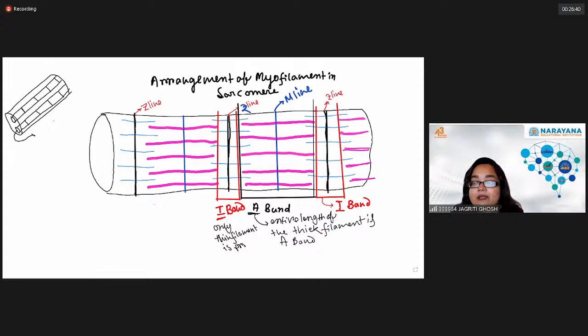Now, myosin is like a very jealous kind of child, isn't it? I want everything, I need everything. I need my personal space. I need a space which my brother is sharing. So the H zone is the personal space of the myosin filament where no actin filaments are overlapped.